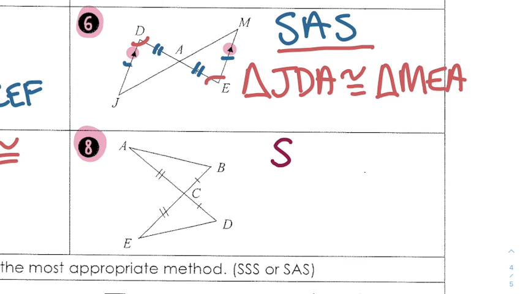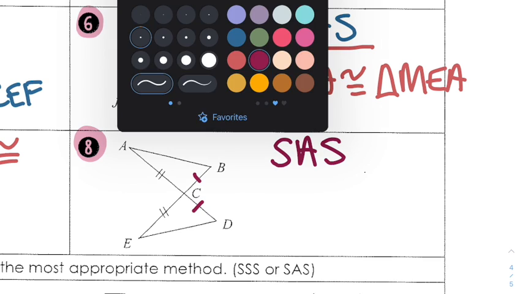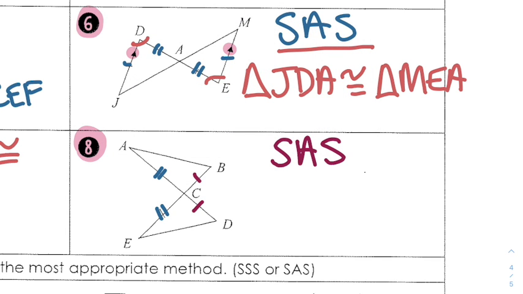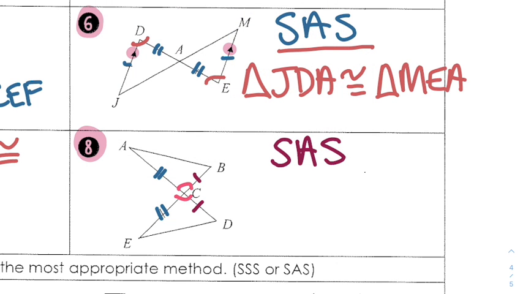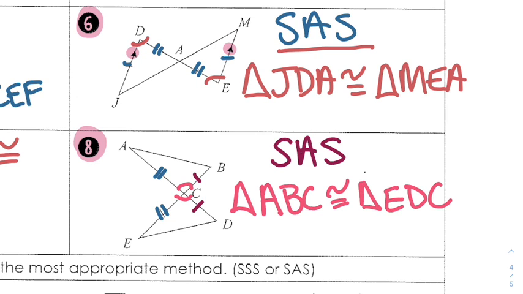Number 8 was SAS, because BC is congruent to DC, AC is congruent to EC, and then we know that angle C is congruent to angle C due to vertical angles, okay? And we wanted angle C to be congruent to angle C because it's in between the two lines. So an example of a congruency statement for that one is triangle ABC is congruent to triangle EDC, okay?